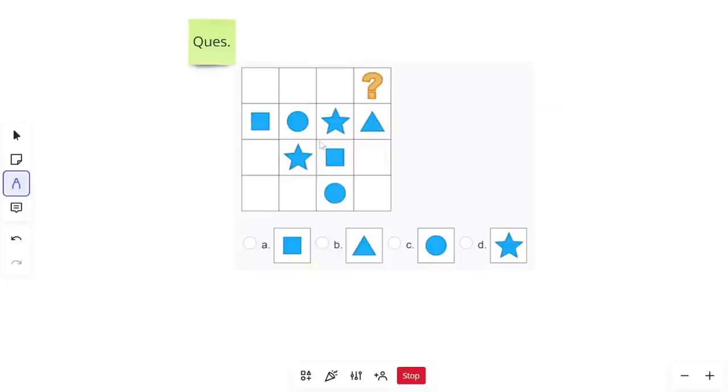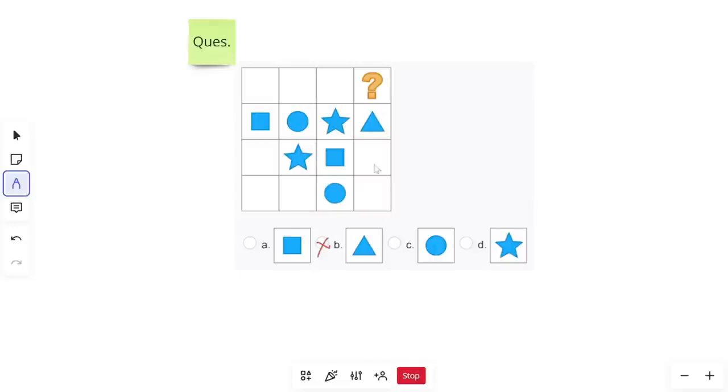Let's try to solve this question. Here we have a question mark given to us. We need to find out of the given options which symbol can come in the place of the question mark. The options that we have are square, triangle, circle, and star. Before we directly find out what will come in the place of the question mark, we need to eliminate which cannot come. Obviously triangle cannot come, right?